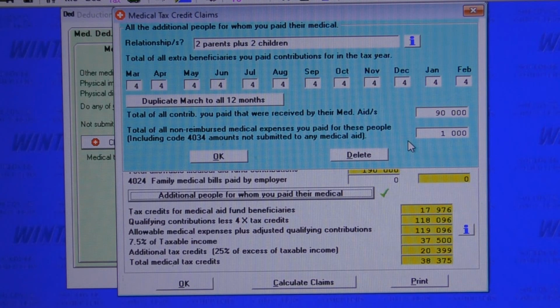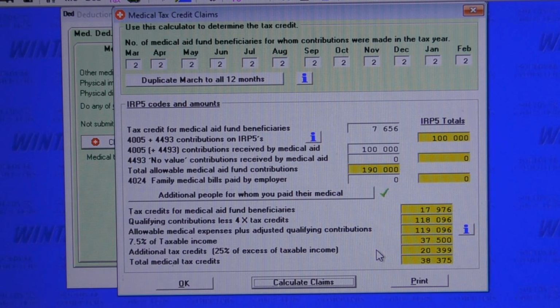Notice that if there are any contributions or medical costs entered in this window for extra people for whom you paid the medical aid, then this will be indicated by this green tick. No contributions or medical costs entered in this window will be indicated by a red cross. When you close this window, all medical tax credits will be recalculated.